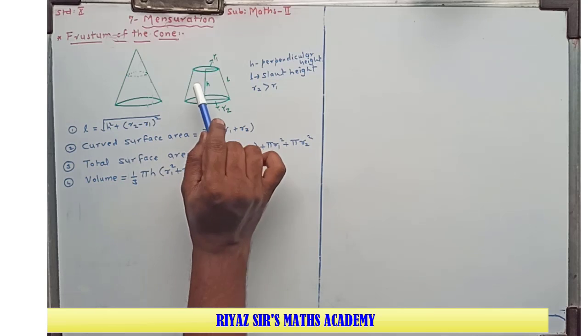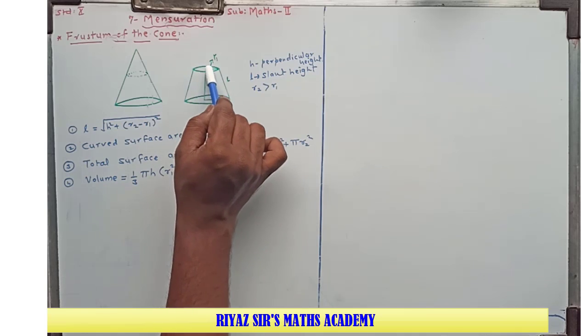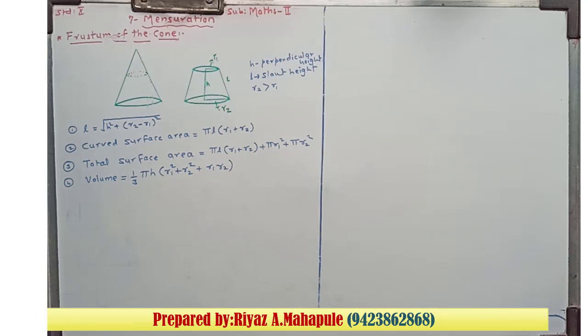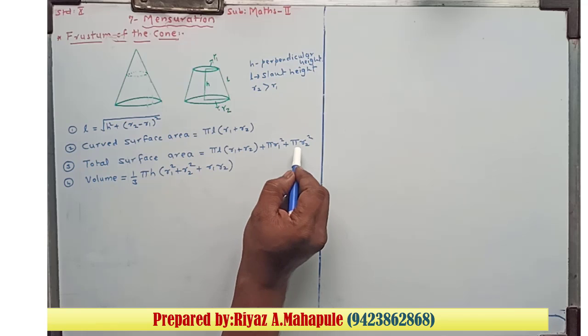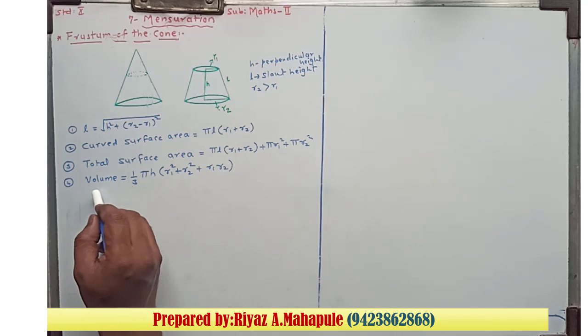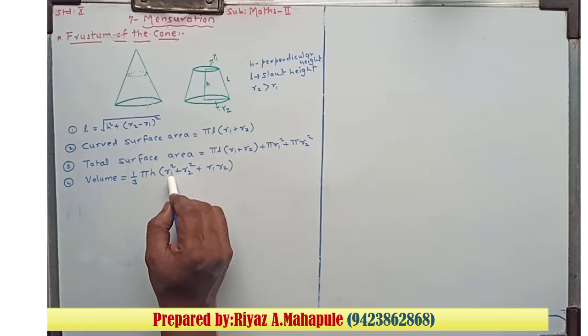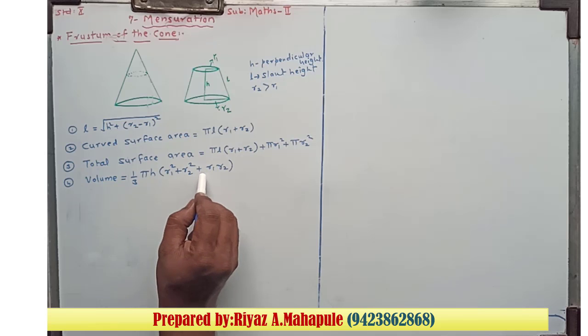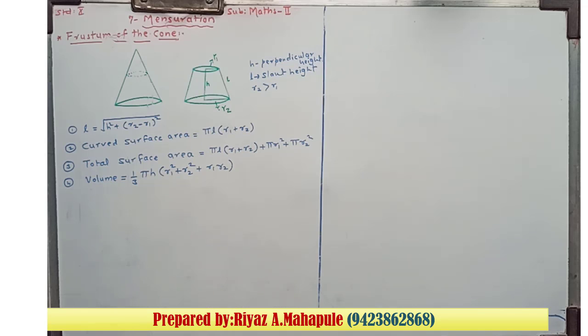In total surface area, we have to consider this curved surface area. After that, area of this base and area of this top, and both areas, top and bottom, are circular faces. So we use the formula to find area of the circle, that is pi R square, that is pi R1 square plus pi R2 square. And now volume of that frustum is given by 1/3 into pi h bracket R1 square plus R2 square plus R1 into R2. So by using these four formulas, we have to solve practice set 7.2.